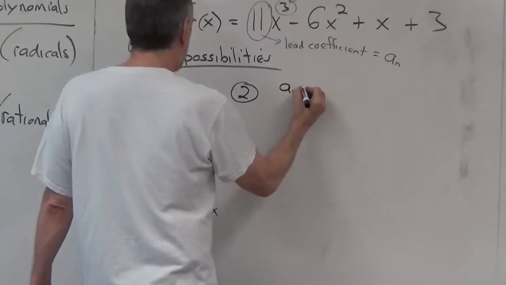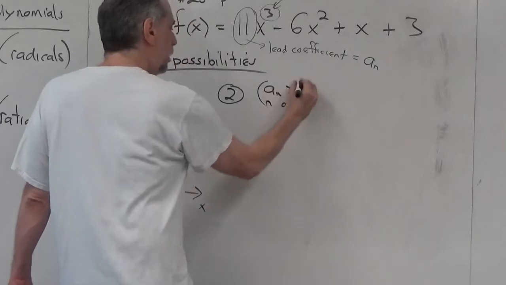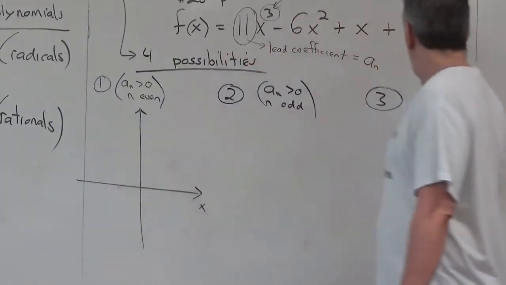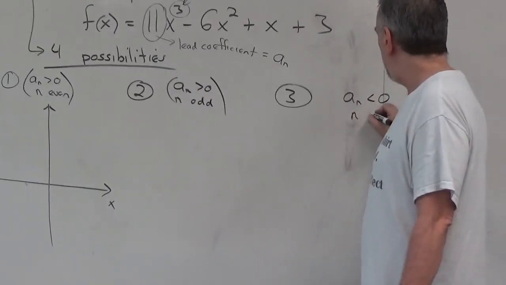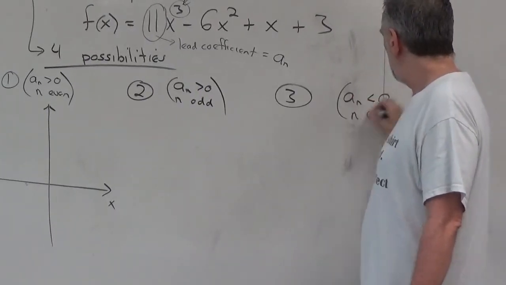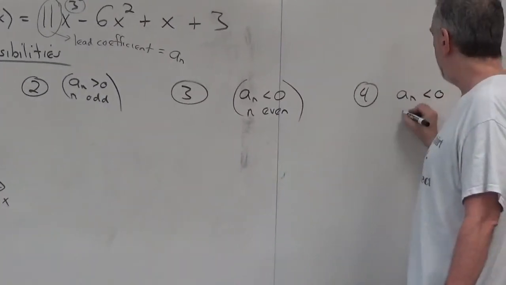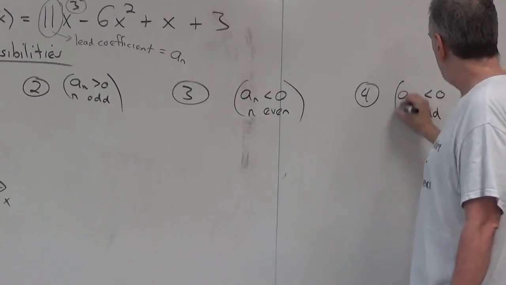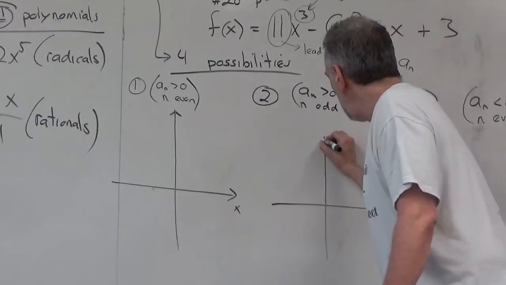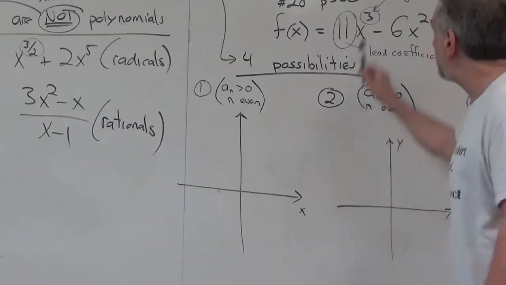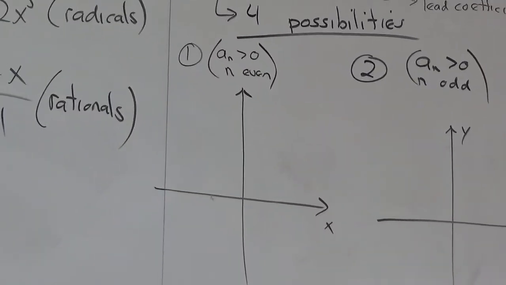Second case, lead coefficient positive and n odd. Third case, lead coefficient negative and even. And fourth case, lead coefficient negative and odd. So those are the 4 cases. And again, there are better pictures of exactly this on that page.